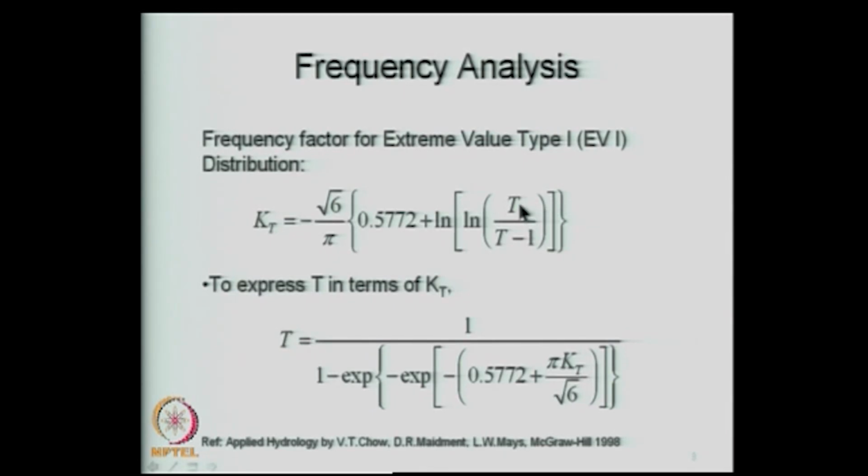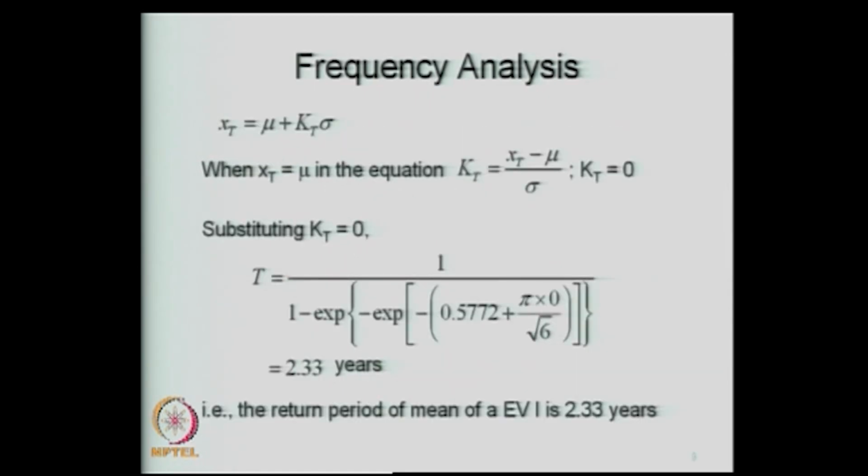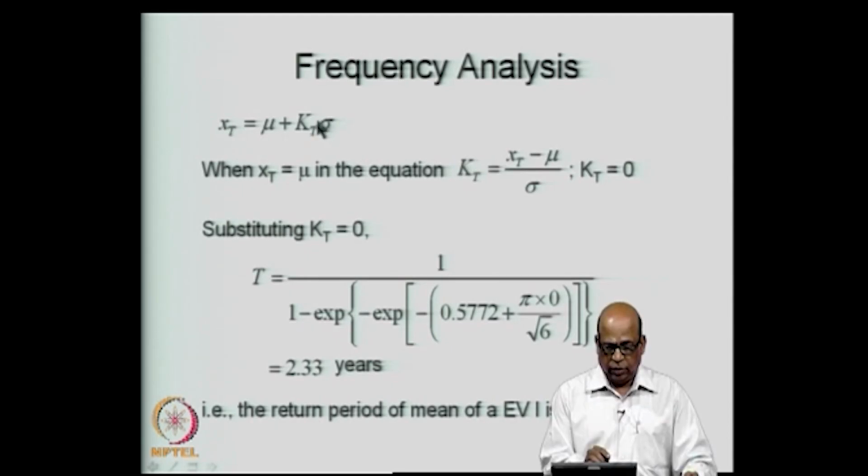So, fixing the T, let us say you are talking about a 20-year return period, 50-year return period, etc. Once you fix T, you will be able to get kT, and that kT we will use in the expression for obtaining your xT. So, look at this expression, xT is equal to mu plus kT into sigma. This is a general expression for any frequency analysis, not necessarily only for the normal distribution, remember this.